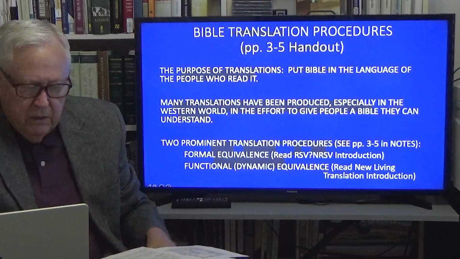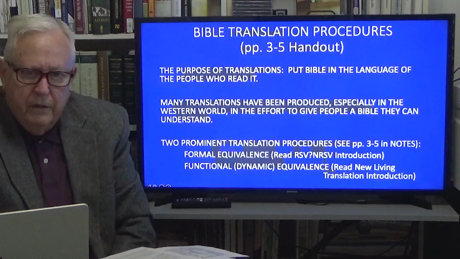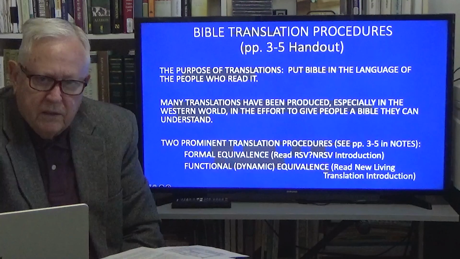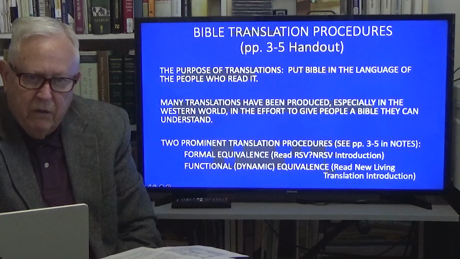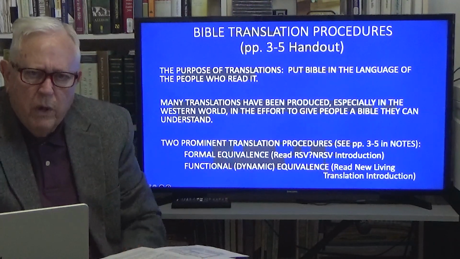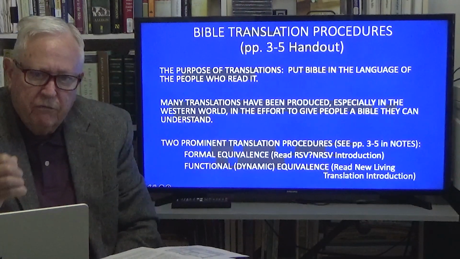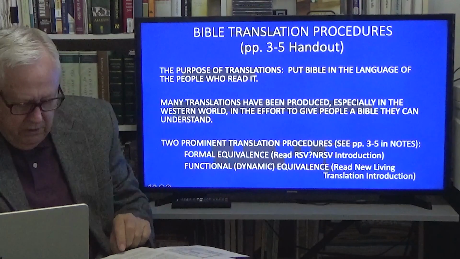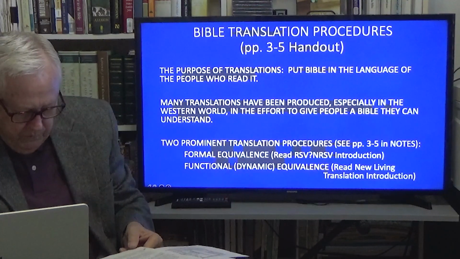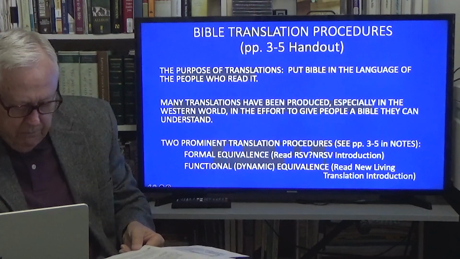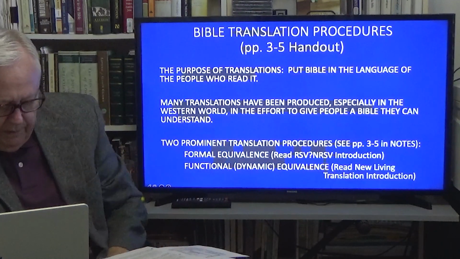So don't get hot and bothered over somebody using a translation like the NIV or the NLT, but know what it means and use it. I'm going to show you a way to use it that can be beneficial to you as an English-speaking Bible reader. All right, now, notice at the bottom of the page what I've already said, and I'll repeat it.